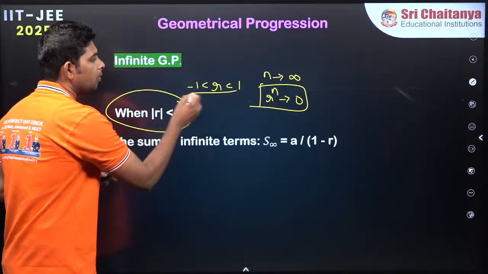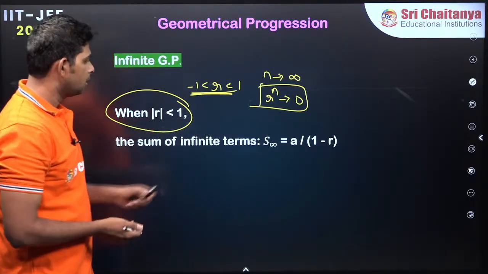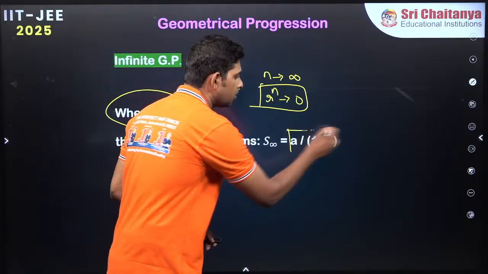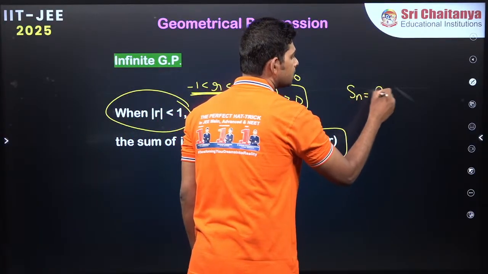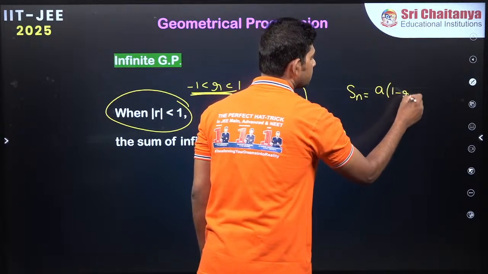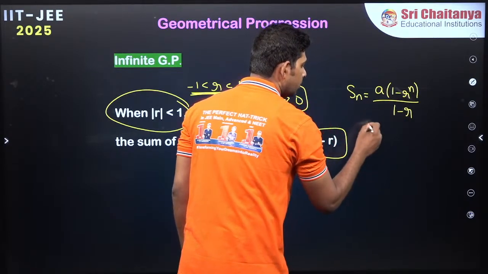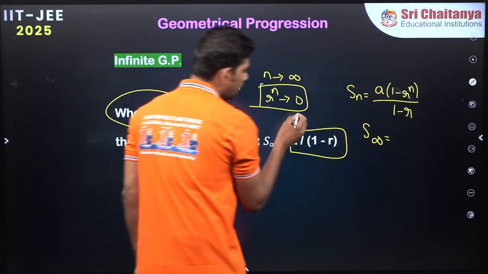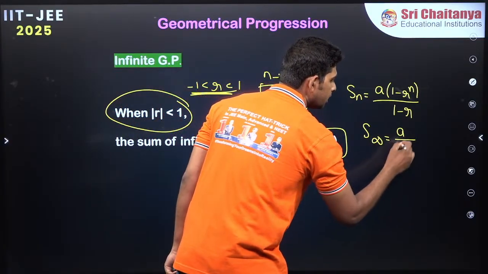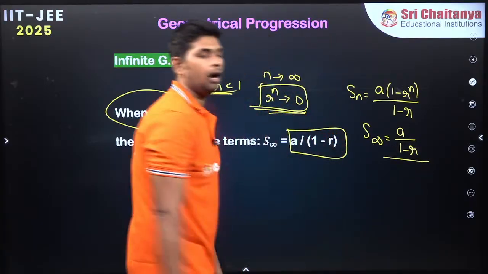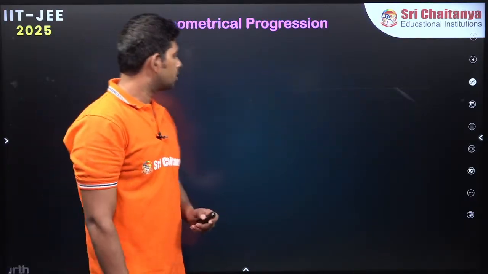If R is between only these two, minus 1 to 1. I am going to give examples on this also. So S infinity, just now we have got the formula here. R power n is tending to 0. I have given the Sn formula, that is A into 1 minus R power n divided by 1 minus R. So S infinity will be, as I have given that R power n is tending to 0, A by 1 minus R, because this value here is 0, right? So that is how we are taking it.